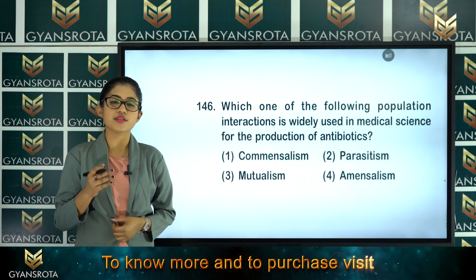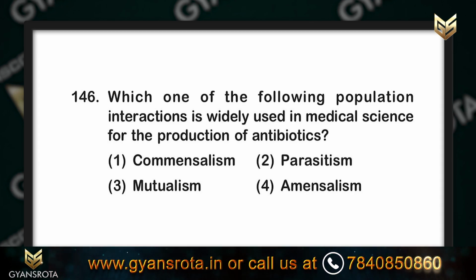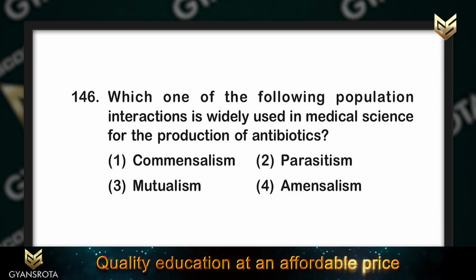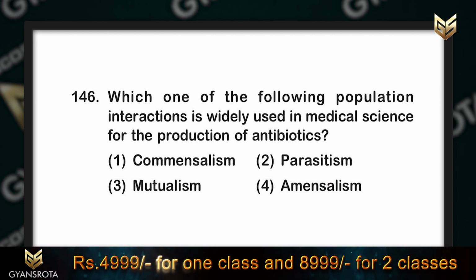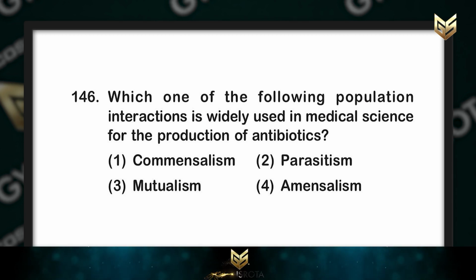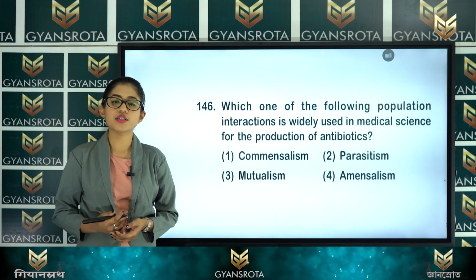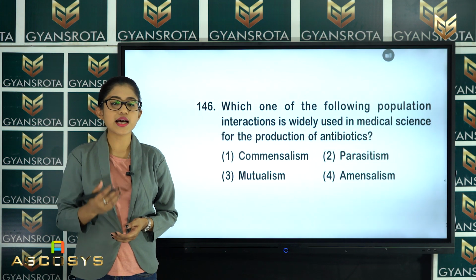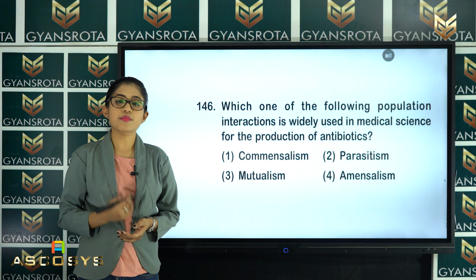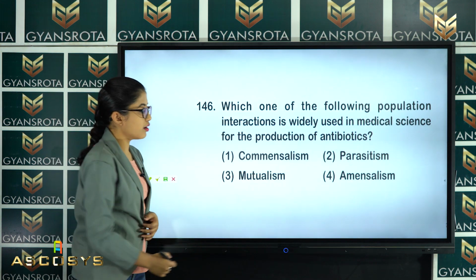Now, in the next question, as you can see here, question number 146, which one of the following population interactions is widely used in medical science for the production of antibiotics? Option number 1 is commensalism, option number 2 is parasitism, option number 3 is mutualism, or option number 4, that is amensalism. So, we have discussed all these population interactions in the chapter Organisms and Populations, that was in the last part of the chapter. So, we have got all these terms, that is commensalism, then parasitism, mutualism, amensalism. So, which among them is the correct answer for this question? Option number 4.